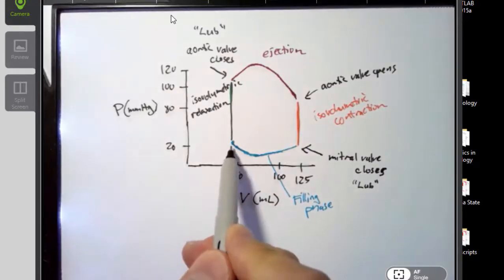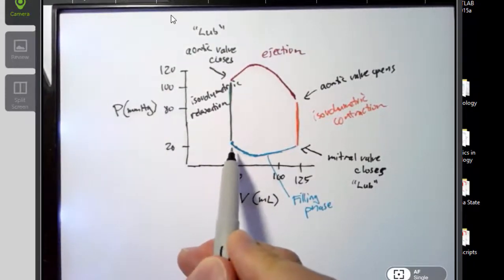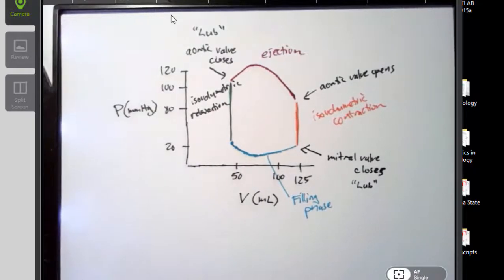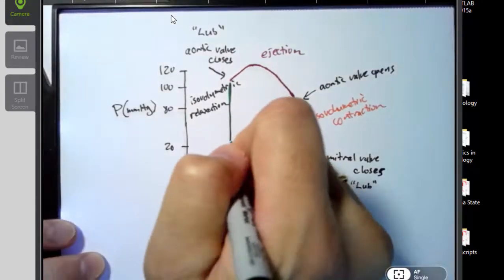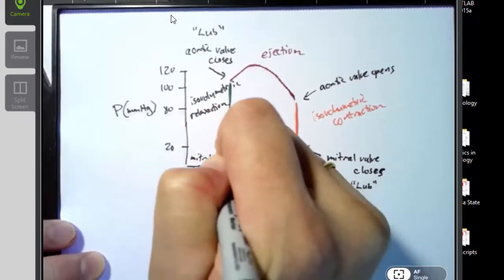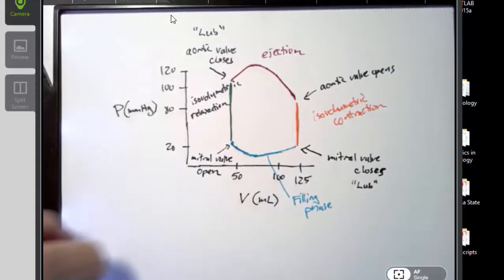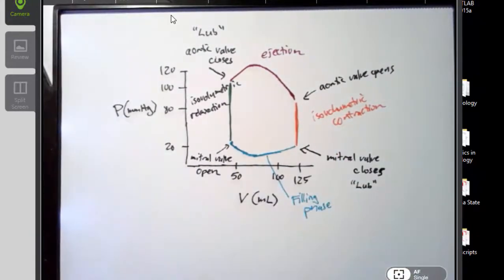Eventually we get down to the point at around 20 millimeters of mercury, in which the pressure within the atrium is actually greater than that of the left ventricle. And so what's going to happen there with the mitral valve? That's right, the mitral valve will actually open. So let's add that to our diagram. So the mitral valve opens. Okay? Note that when the valves open, they make no sound. That's not really a sound-producing event.